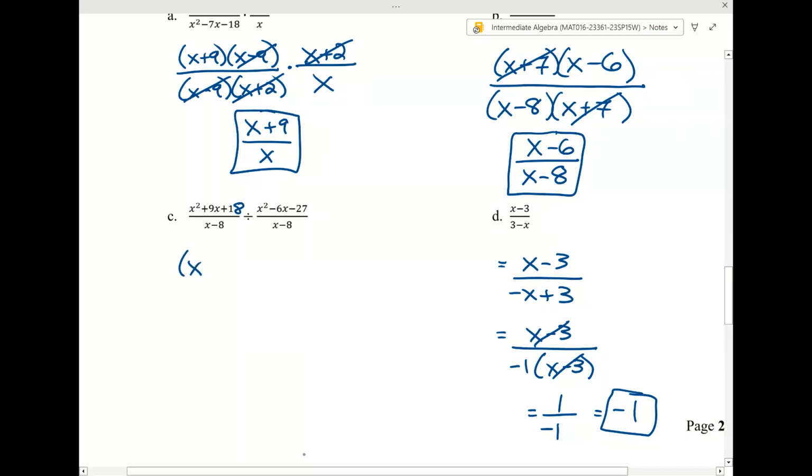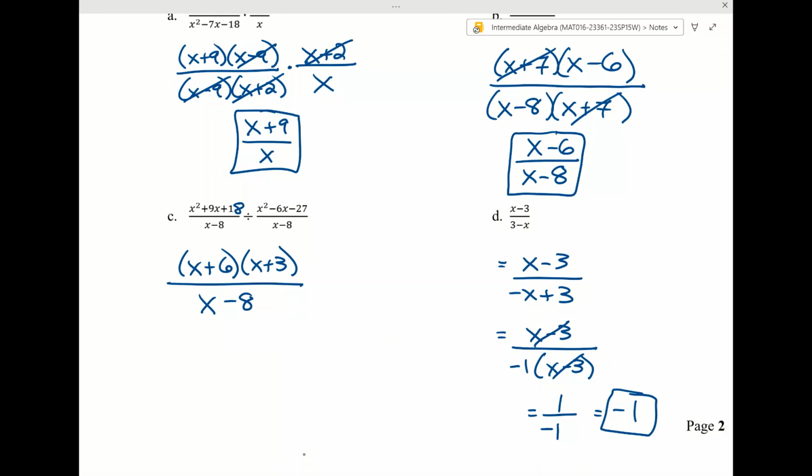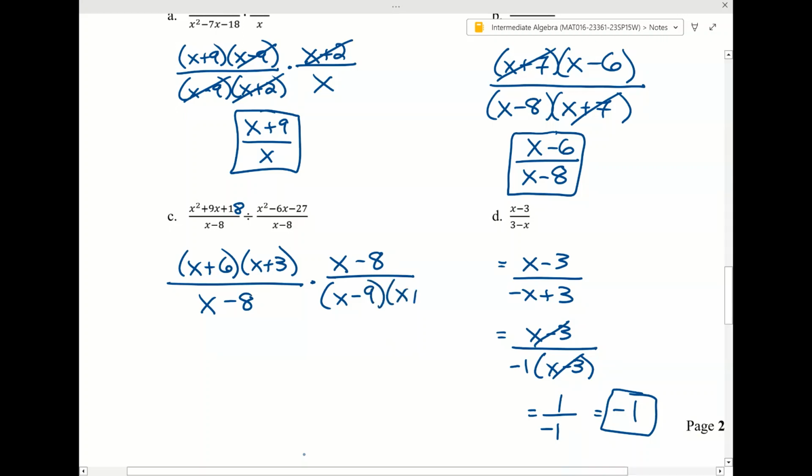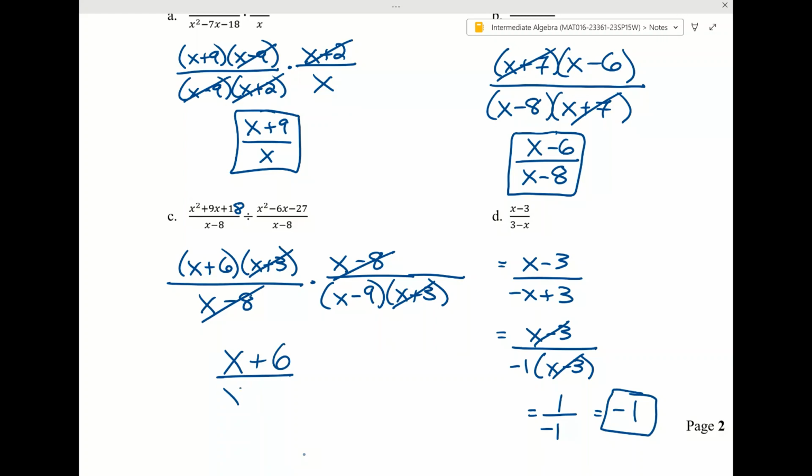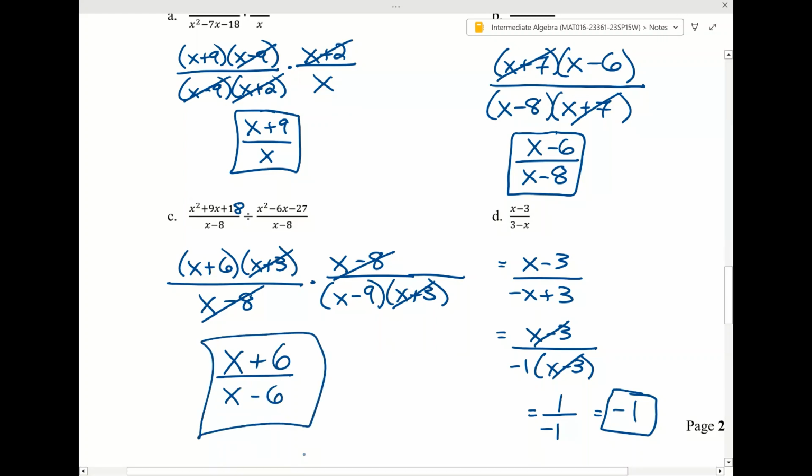So if we factor this, this will be x plus 6 times x plus 3 over x minus 8. But when you divide, that's the same thing as multiplying by the reciprocal of the second fraction. So if we change this, this will be x minus 8 over, this is just x minus 9 and x plus 3. So the x plus 3's cancel, the x minus 8's cancel. We're just left with x plus 6 over x minus 9, which is a beautiful thing, right? I mean, look at the mess that we started with. And then once you start canceling things out, it turns into a nice, pretty compact fraction.